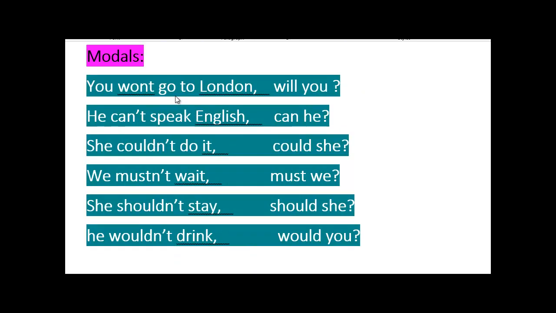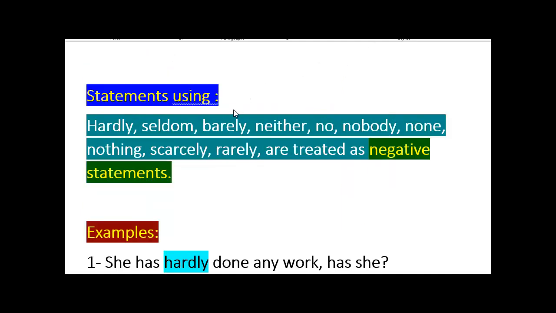Modals. You won't go to London, will you? Okay. He can't speak English, can he? She couldn't do it, could she? You mustn't wait, must we? We mustn't wait. Yeah. She shouldn't stay, should she? And he wouldn't drink, would he? These are just as you can see here. Okay. All negative, won't, will not. Okay, and positive question tags.